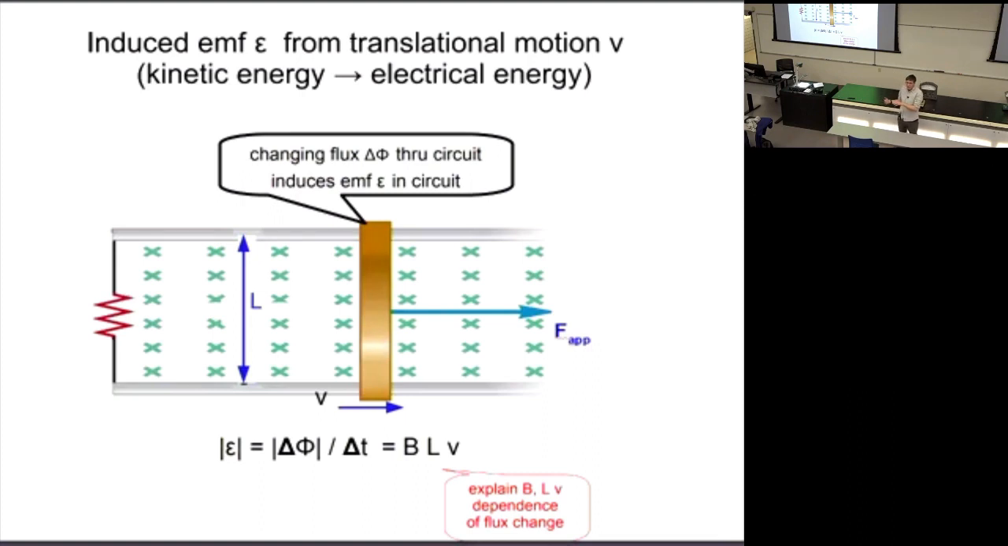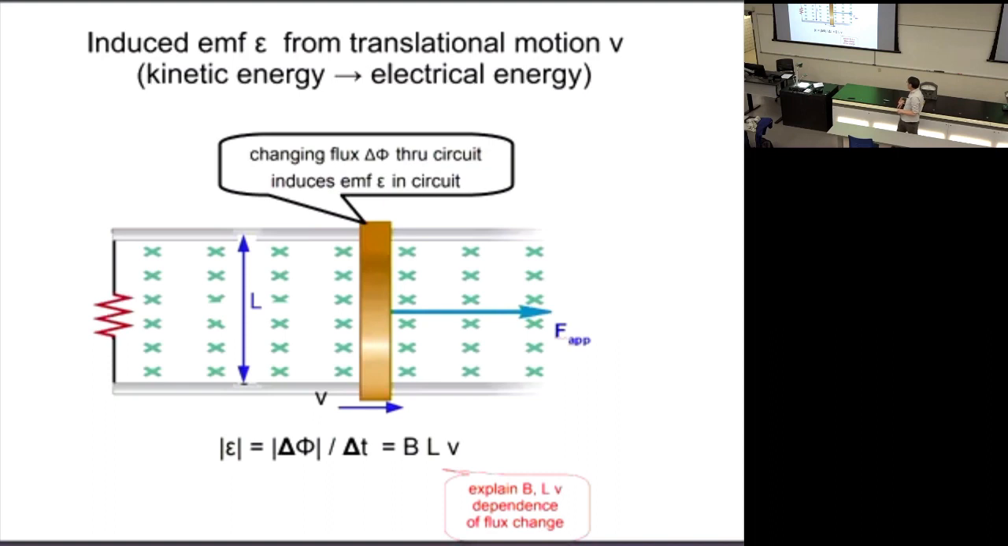What about the speed, V, that I'm moving the rod from left to right? Well, obviously, if I move it really slowly, I'm only very gradually changing the flux because I'm only very gradually increasing the area enclosed by the circuit. So I'd expect a small V, a small induced EMF. If I could move it really fast left to right, I could change the area of the circuit very quickly. I'd change the flux through the circuit much more quickly. I'd get a larger induced EMF. And so it makes sense that it depends on the velocity V.